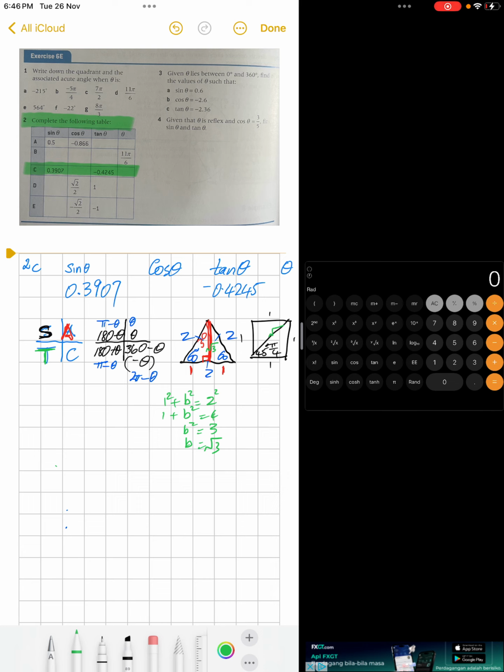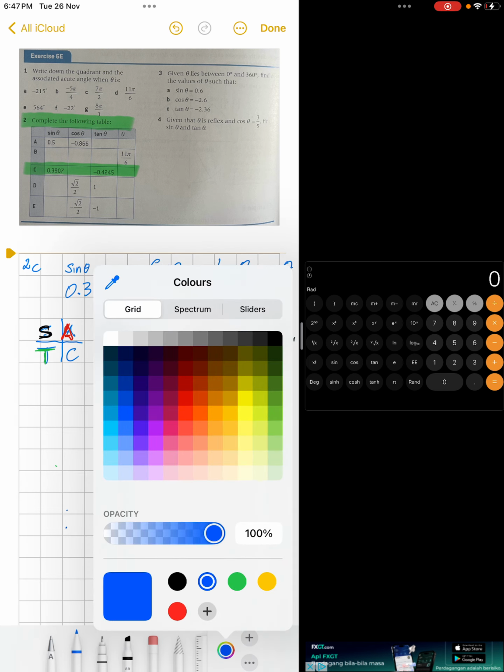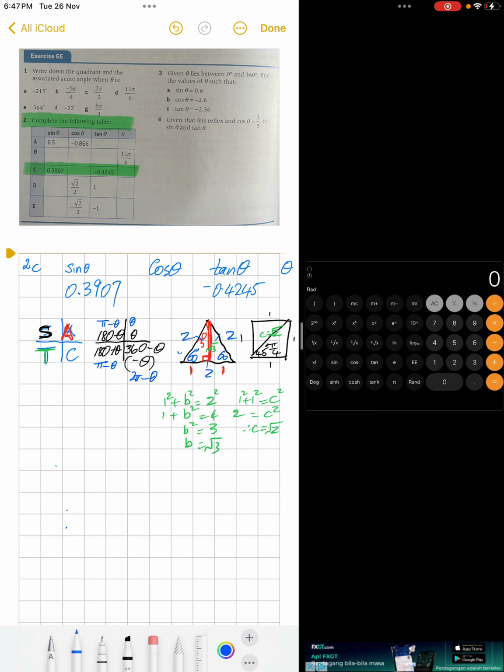Also, the hypotenuse of the square would be root 2, for the same reason. 1 squared plus 1 squared has to equal c squared. That's 2 equals c squared. Therefore, c equals square root of 2. This is important to know because if we're dealing with 60 degrees or pi over 3, or 30 degrees or pi over 6, or 45 degrees, pi over 4, these are the triangles we use.